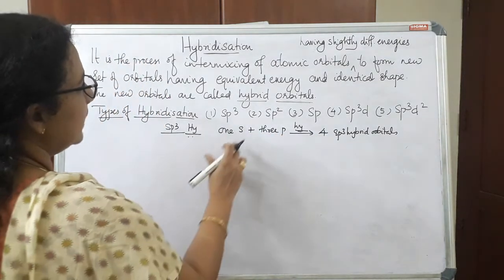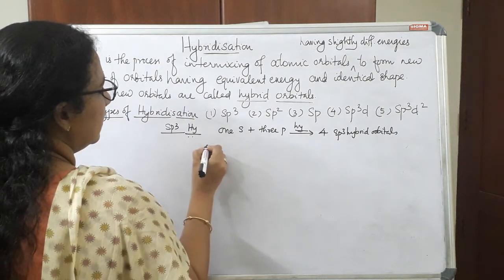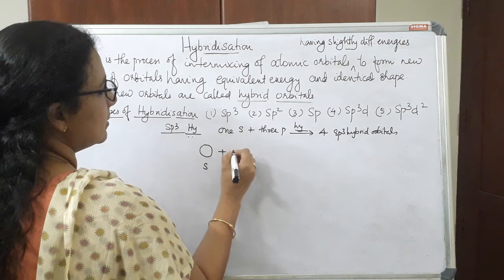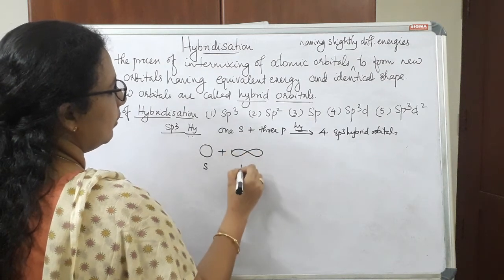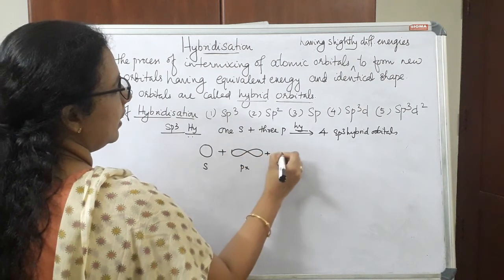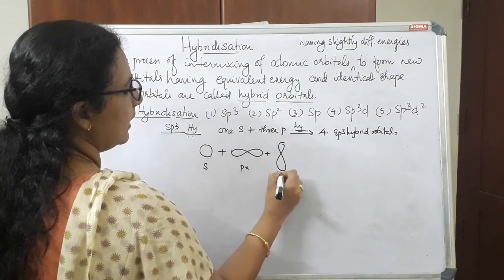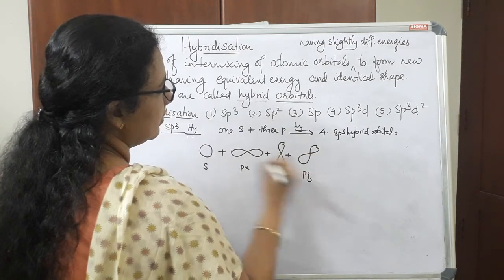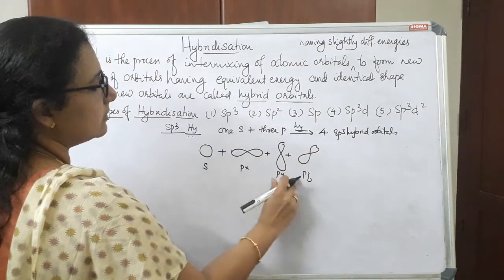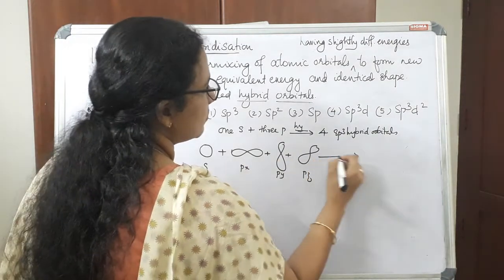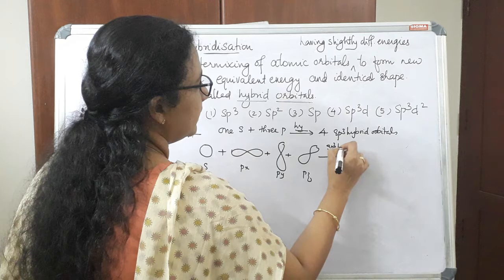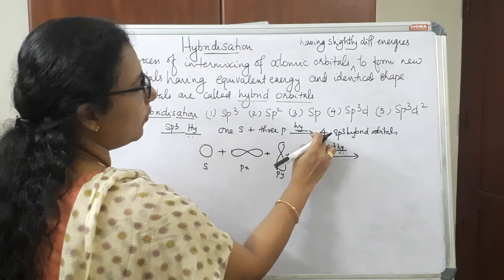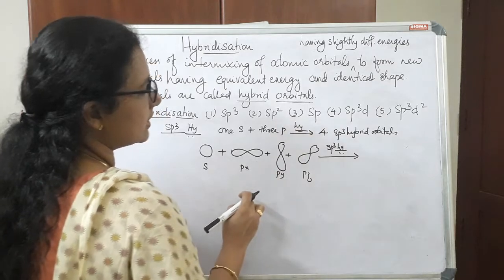So let us draw the s orbital. S orbital is like this. This is the s orbital and 3 p orbitals. The p orbital has different orientations; px and py can be drawn like this and pz may be like this. So 1 s orbital and 3 p orbitals hybridize together in sp3 hybridization. After sp3 hybridization, 4 sp3 hybrid orbitals are formed.